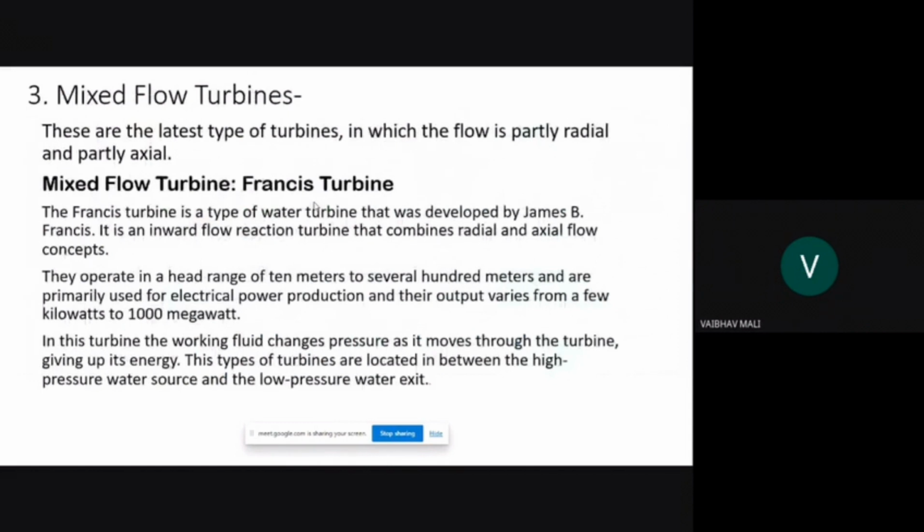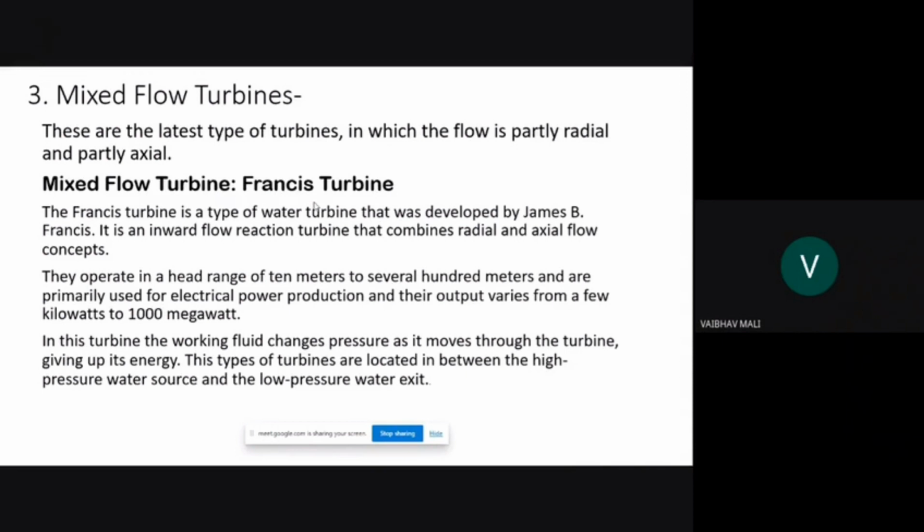The third type of turbine is the mixed flow turbine. These are the latest type of turbine, in which the flow is partially radial and partially axial. The Francis turbine is an example of a mixed flow turbine. The Francis turbine is a type of water turbine that was developed by James Francis. It is an inward flow reaction turbine that combines radial and axial flow concepts.